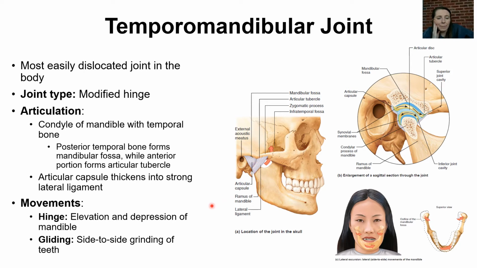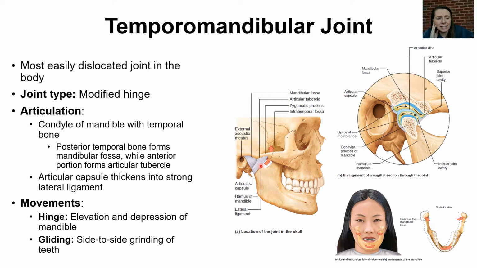The capsule of the TMJ, and if you hear me say TMJ, I'm referring to the temporomandibular joint. So the capsule of the TMJ is going to thicken into this really strong lateral ligament, and that's what you're seeing here, this really strong lateral ligament that's basically helping to hold the posterior portion of the mandible in place. You can tell by the way that its fibers are running, that it's really holding the jaw, especially the back of the jaw, up in its place in the temporal bone.